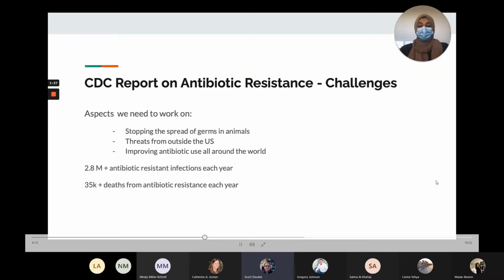in the US. So despite how far we've come, we have some statistics that are kind of more drastic about how antibiotic resistance affects so many people. So we experience 2.8 million plus antibiotic resistant infections each year, and we have 35,000 plus deaths from antibiotic resistance each year. And these statistics show why it's so important that we work to combat antibiotic resistance and continue to do antibiotic resistant research.